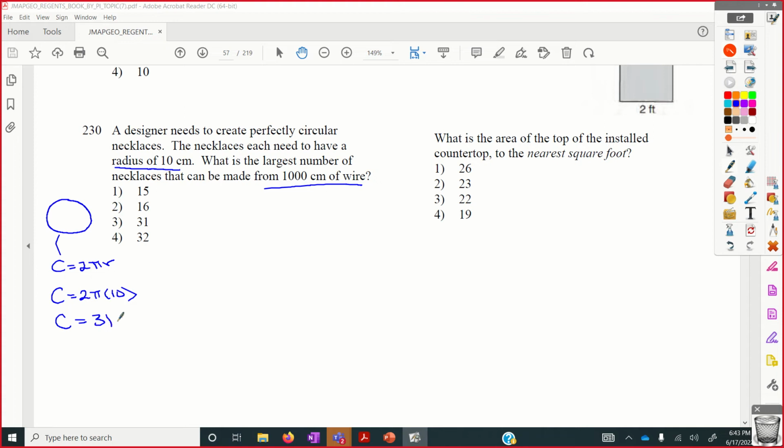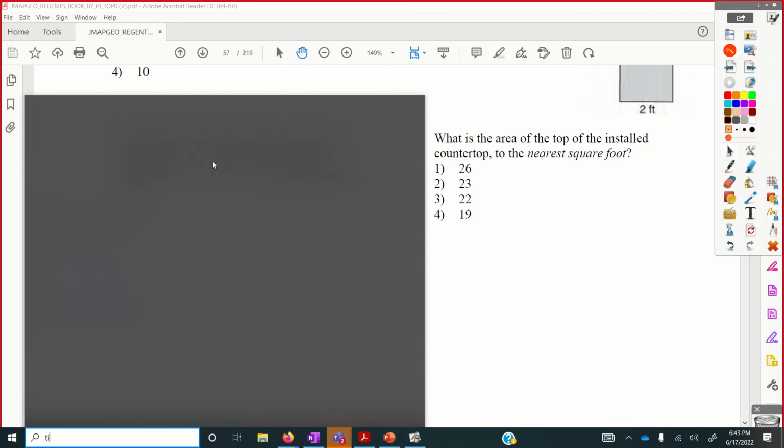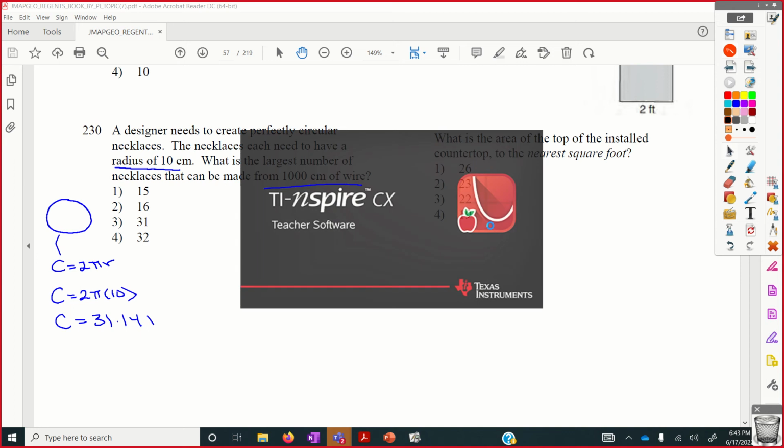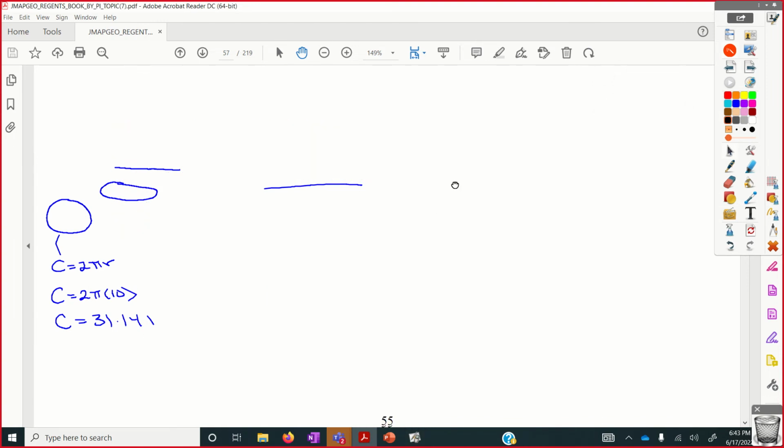Okay, so we know this is 3.14 and change. We'll break out the calculator here in a second. And then just divide that into 1,000. And I believe it comes out to be 15, if memory serves correct. Maybe that'll load for us.